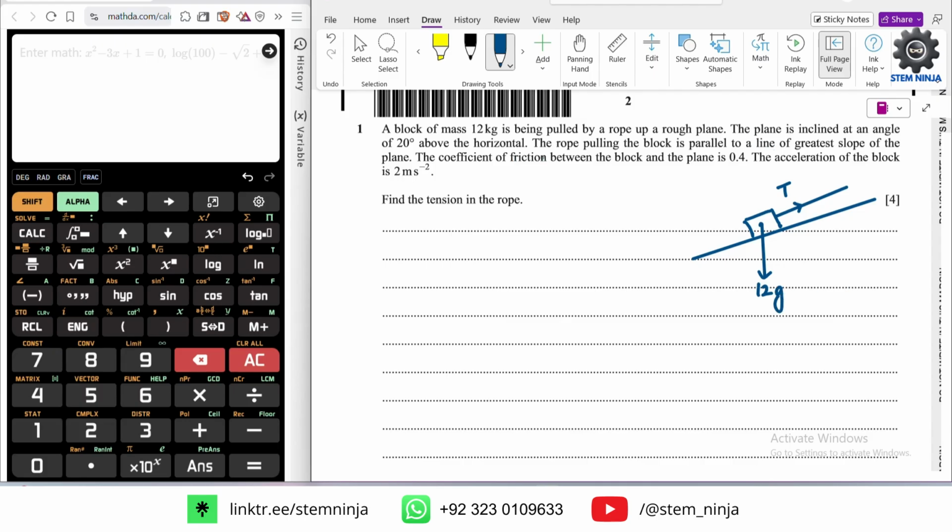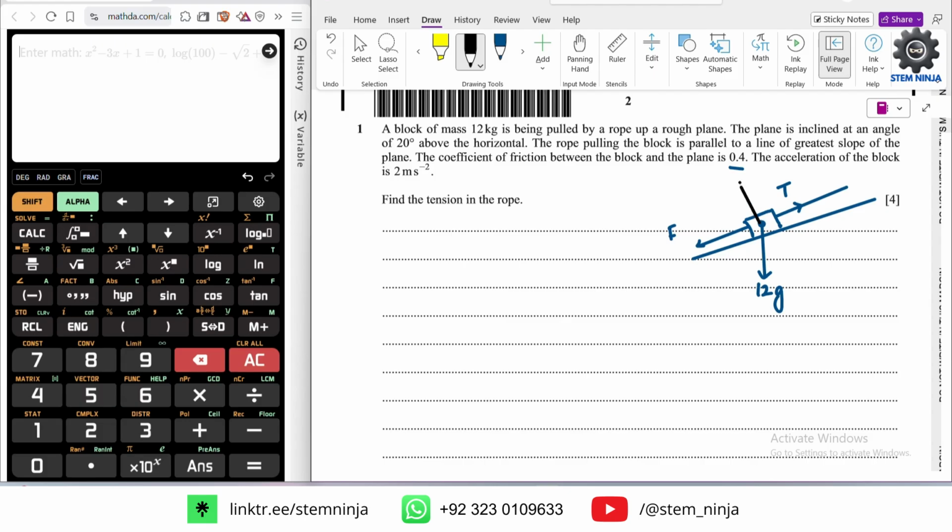Okay, let's continue. The rope pulling the block is parallel to the line of greatest slope of the plane. The coefficient of friction between the block and the plane is 0.4. That means there is going to be a friction additional to the component of the weight also. Okay. Acceleration of the block is 2 meters per second squared.